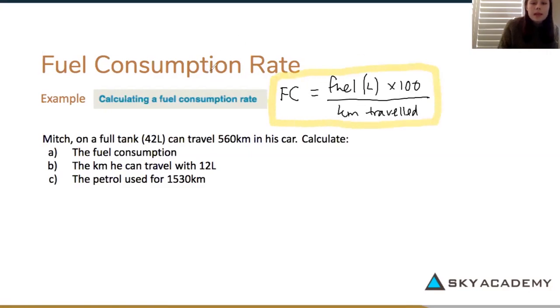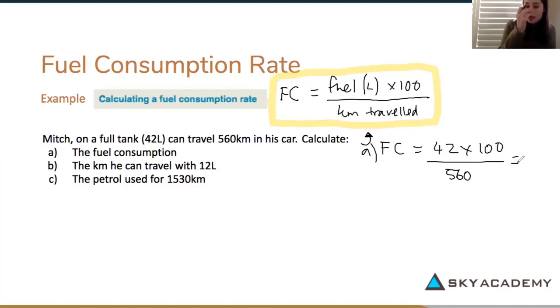Okay, now let's have a look. I'm going to sub the information from my question into the formula and find the fuel consumption for question A. So FC for question A is going to equal my fuel, which is 42 in litres, 42 times 100 over the distance or the kilometres travelled, and in this case, it's 560. When I do that, I should get a fuel consumption of 7.5 litres per 100 kilometres. So you just have to sub that into your calculator and it will come up with 7.5.